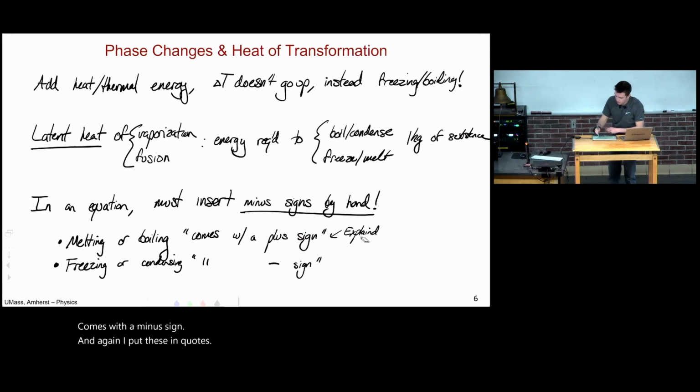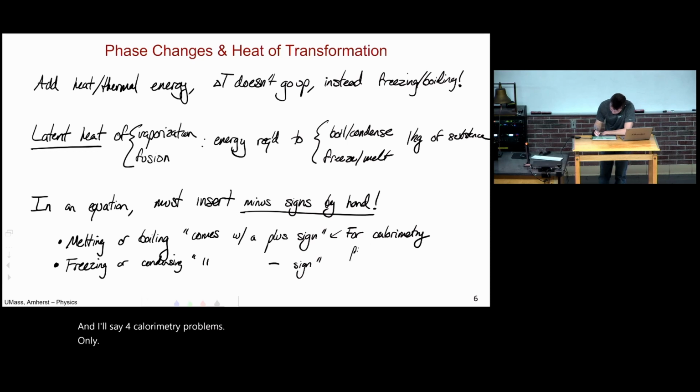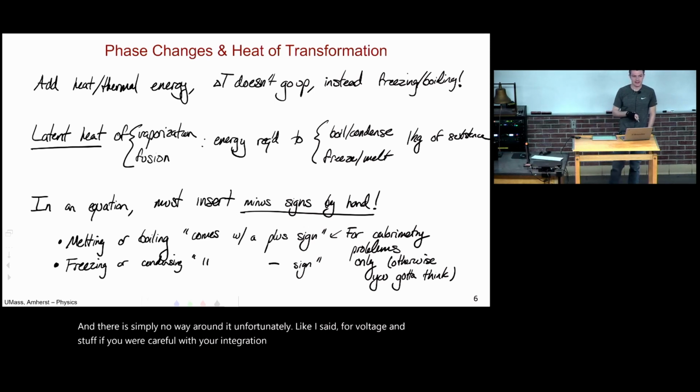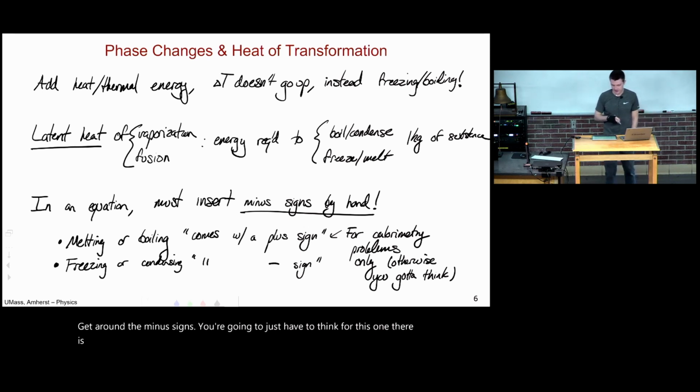And I'll say for calorimetry problems only. Otherwise, use your head. Otherwise, you gotta think. And there is simply no way around it, unfortunately. Like I said, for voltage and stuff, if you were careful with your integration bounds, you could get around the minus signs. You're going to just have to think for this one. There was simply no shortcut.